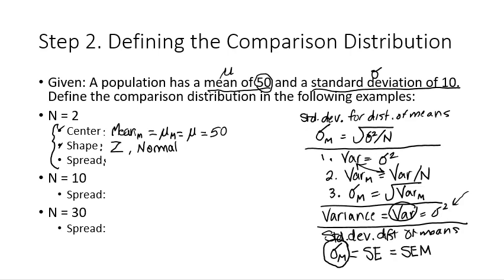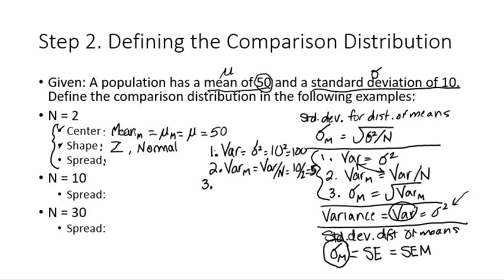Let's go ahead and apply this formula now to calculate spread for n equals 2. Let's follow these three steps that we've just identified. So step one, we have to calculate variance, which is sigma squared. And sigma is given right here, standard deviation equals 10, squared equals 100. Next, we calculate VARM, the variance for the distribution of means, which is variance divided by n, equals 10 divided by 2 equals 5.